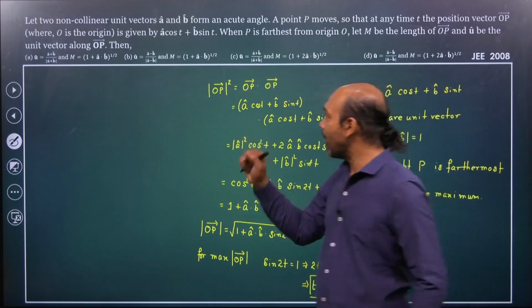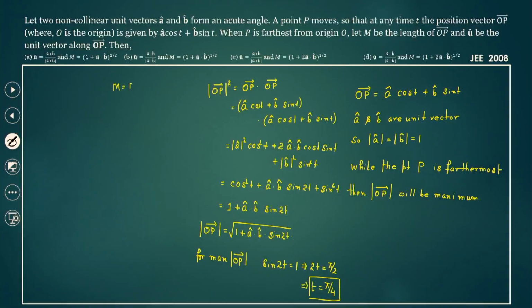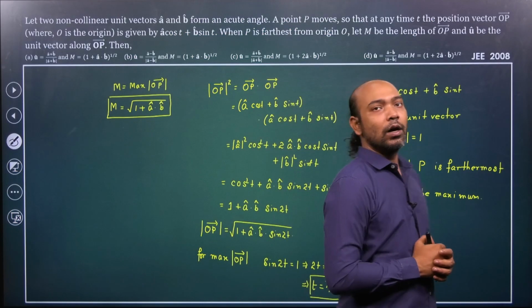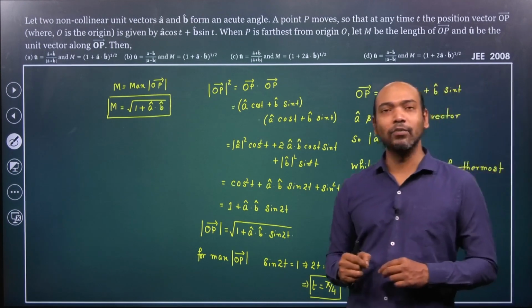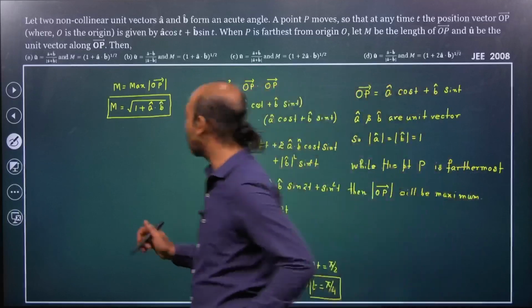Therefore, the maximum value m here is equal to the max value of the mod OP. That's equal to square root of 1 plus a dot b. That's it. So this is the required value for this problem. Now, it also says that whenever we find the maximum value, that means t is equal to pi by 4.